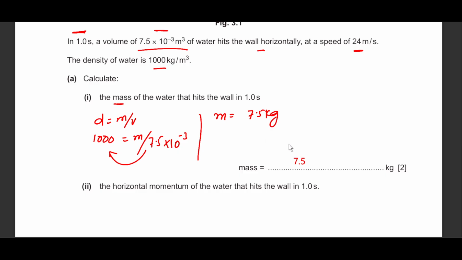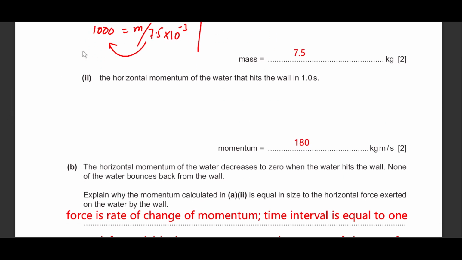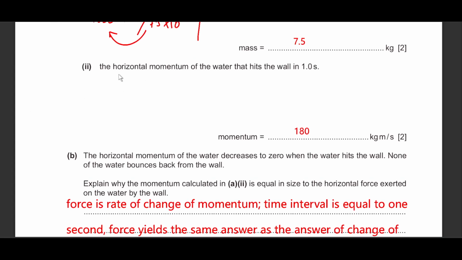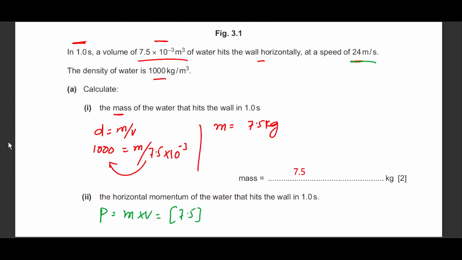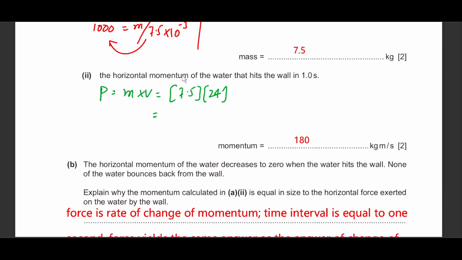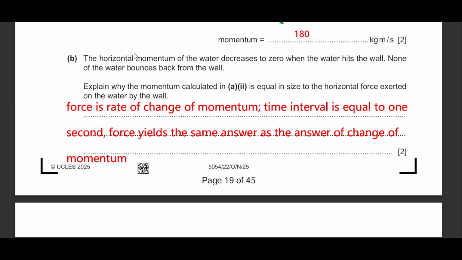Simply take this over there to multiply the horizontal momentum, which is simply going to be momentum equals mass multiplied by velocity, which becomes 7.5 into its velocity while moving forward, which is 24. This comes out as 180 newton seconds, which is going to be written down here. Part B: the horizontal momentum of the water decreases to 0 when none of the water bounces back from the wall.